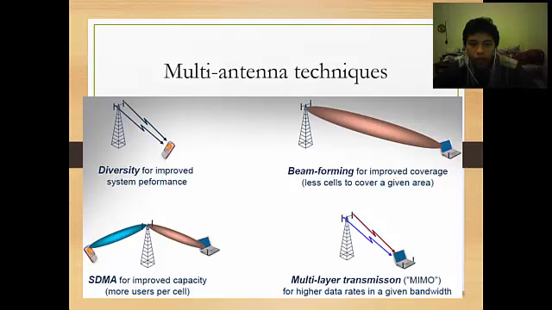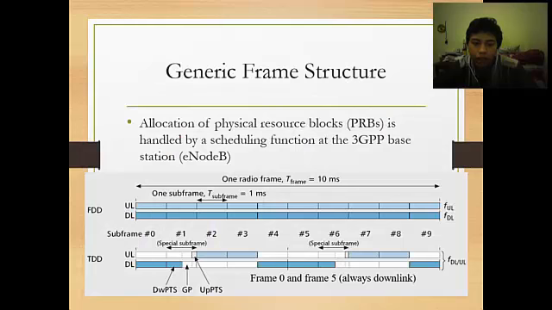These are multi-antenna techniques: diversity for improved system performance, beamforming for improved coverage, less cells to cover a given area, SDMA for improved capacity, more users per cell, and multi-layer transmission, or MIMO, for higher data rates in a given bandwidth. Generic frame structure: allocation of physical resource blocks, or PRBs, is handled by a scheduling function at the 3GPP base station, or eNode B.